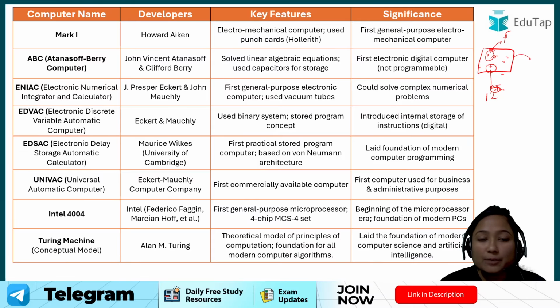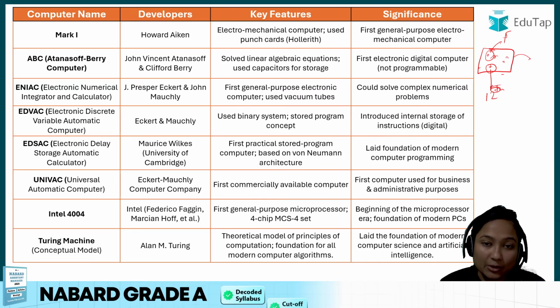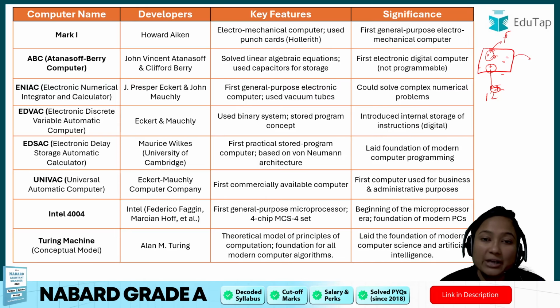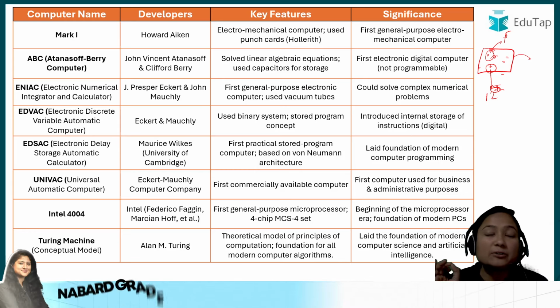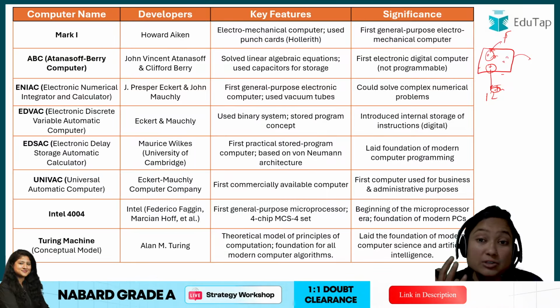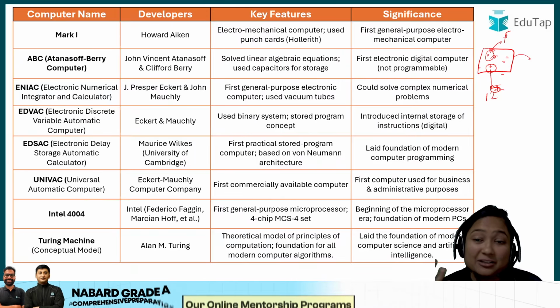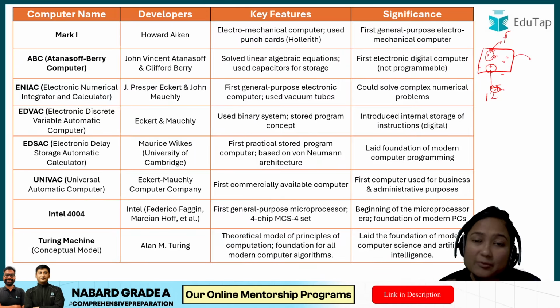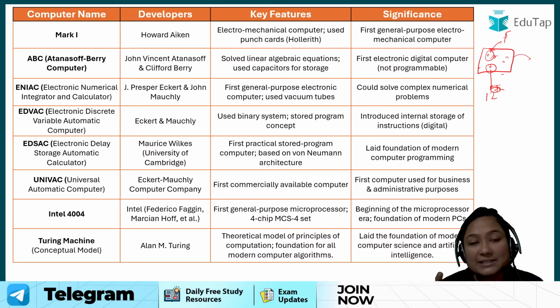This particular computer was developed by John Vincent Atanasoff and Clifford E. Berry. It had the feature to solve linear algebraic equations. It was developed for a certain task, and that task was to focus on mathematical terms, that means arithmetic equations, algebraic equations, these kinds of things. Here the important thing is we use capacitor for storage.